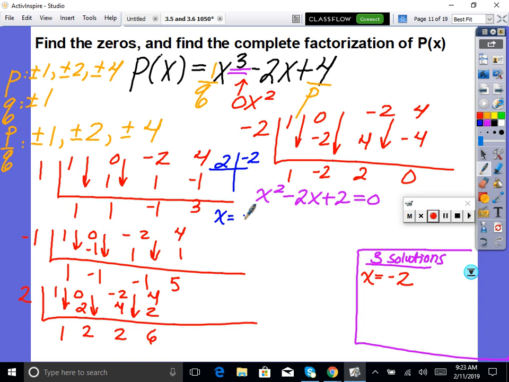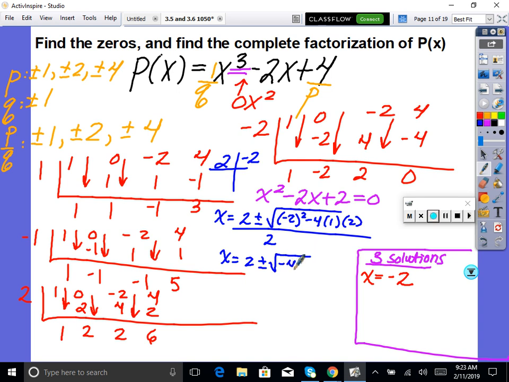X equals negative b plus or minus the square root of b squared minus 4 times a times c all over 2 times a. So x is equal to 2 plus or minus. This is 4 minus 8, isn't it? 4 minus 8 is negative 4 all over 2. So we have x is equal to 2 plus or minus 2i over 2. So isn't that x equals 1 plus or minus i?